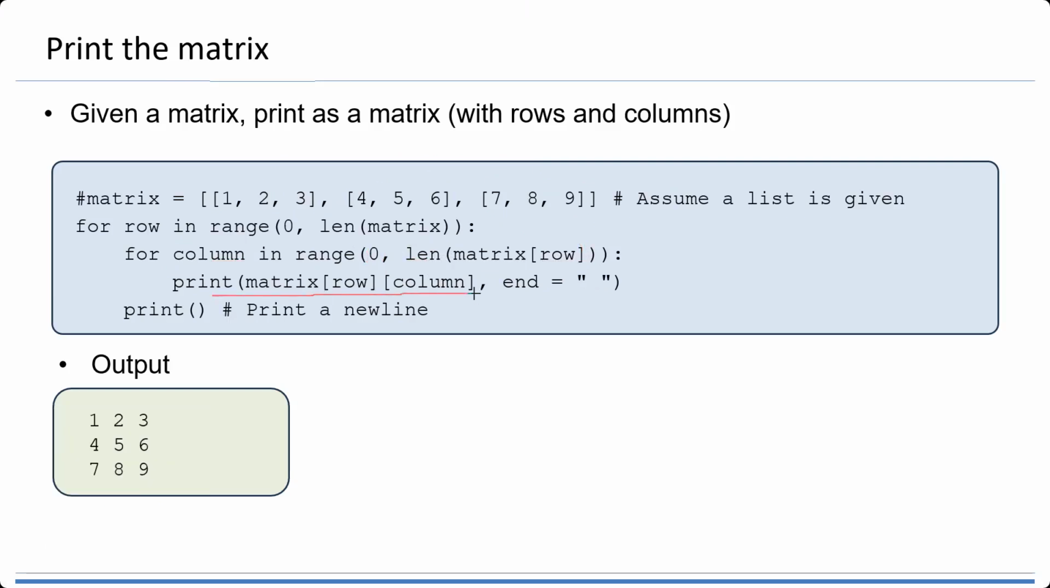Then we can print the row and the column. So the row is the index of the row and the column is the index of the column. Let's put everything in the same line, so we have n equals to space. After we print everything in the same line, after we finish with this for loop, let's go to the next line. So we go to the next line for the second row, and then we go to the next line for the third row.